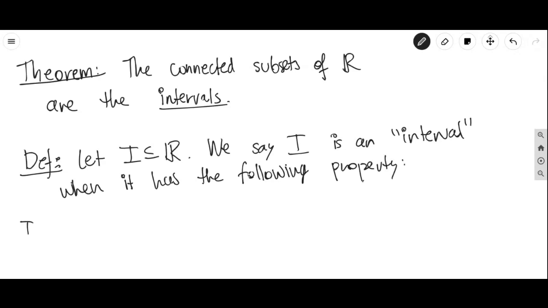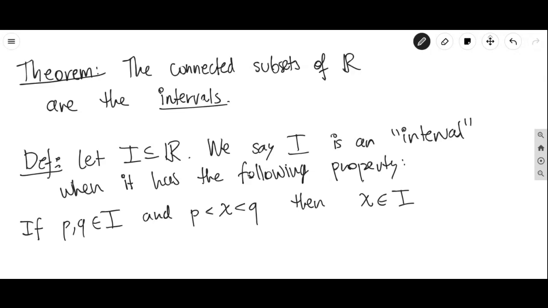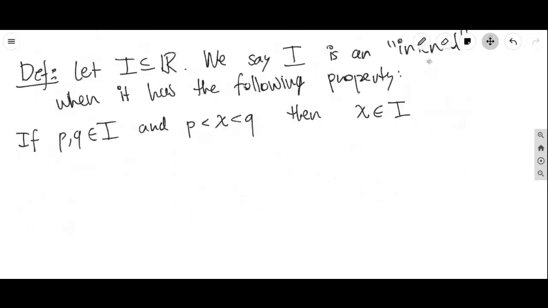So that property is: if P and Q belong to the interval, and X, let's say, is a number between P and Q, then X belongs to the interval also. So that's the interval property. Right? So this should make sense, right?